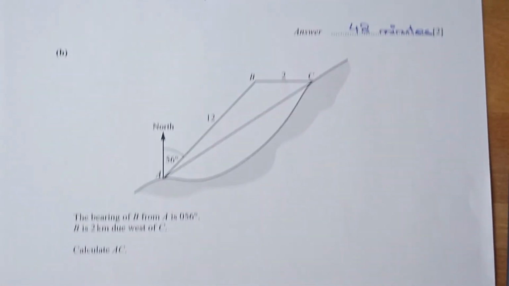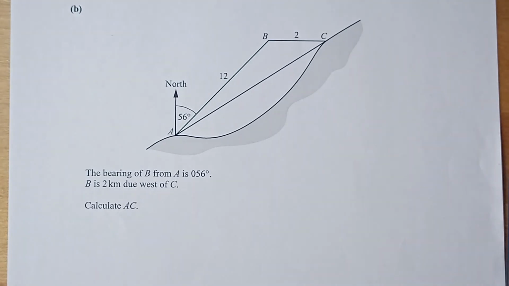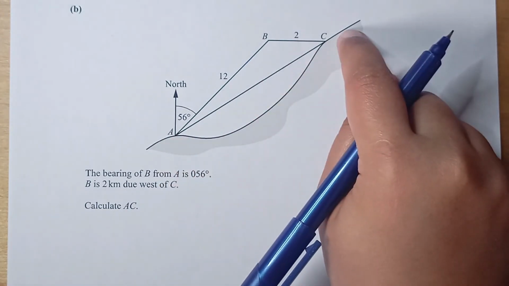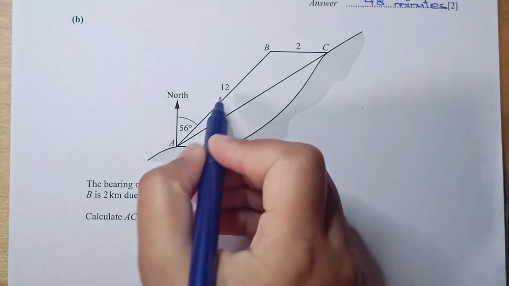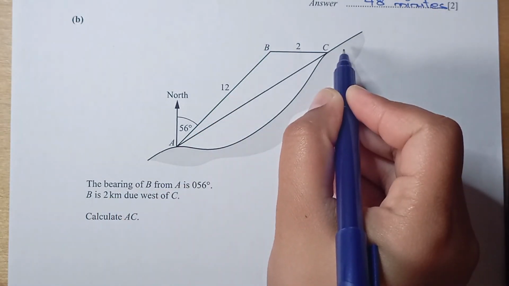Now for the B part, the bearing of B from A is 56 degrees. B is 2 km due west of C. We need to calculate AC. Okay, this is side AC. We are given the two sides AB and BC. We need to find the third side.